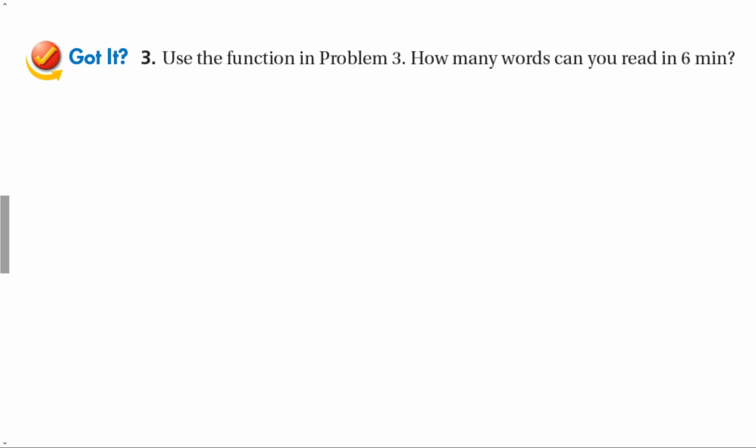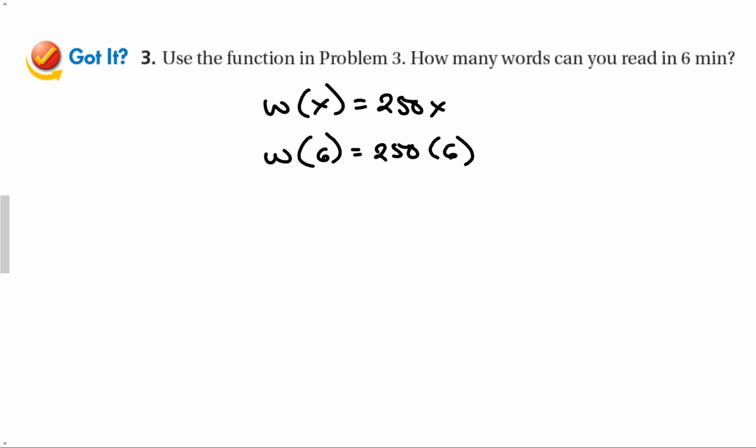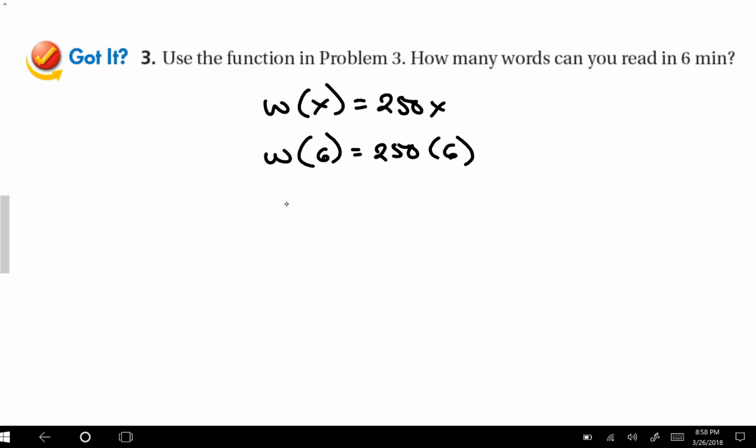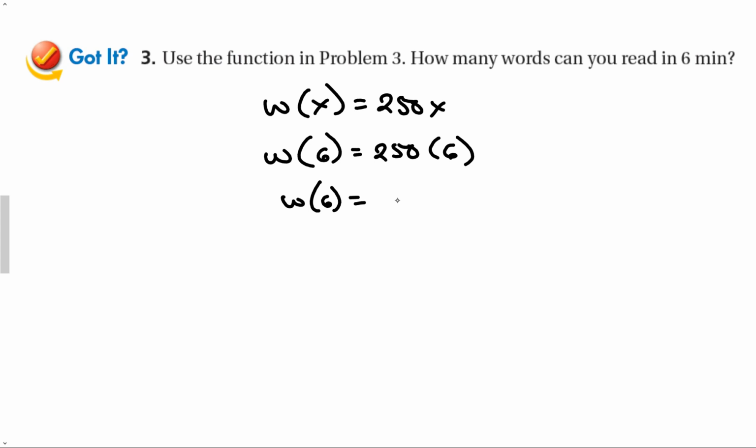Use the function in problem 3. So w of x is equal to 250x. How many words can you read in 6 minutes? So we now just place the 6 there, and we try to evaluate 250 times 6. So w of 6 is equal to 1,500, which means that in 6 minutes, you can read 1,500 words.